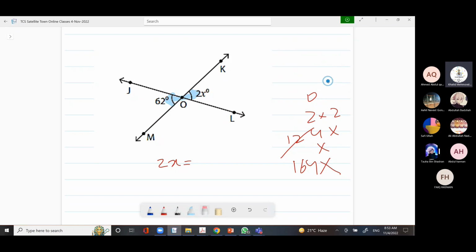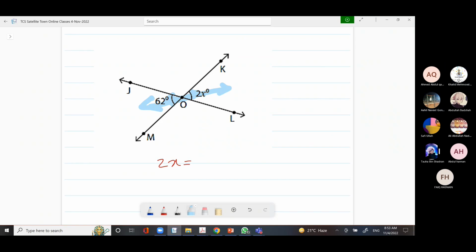Okay, now I'm going to tell you the answer. Are these vertically opposite angles? Yes, sir. So vertically opposite angles are equal. That's it. Sir, it is 62 degrees. Yes, all upside are 62 degrees. So this 2x is 62. But if 2x is 62, then what will be the half of it?